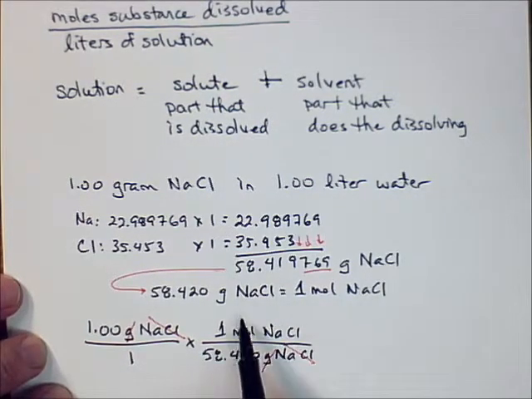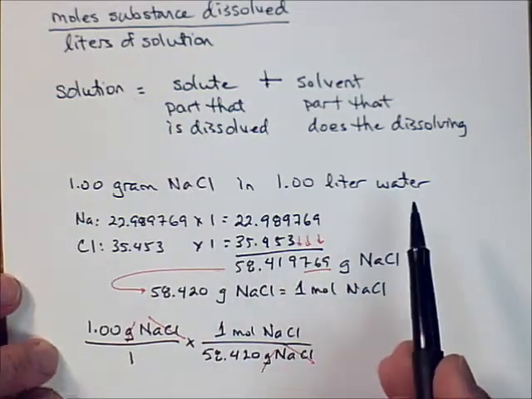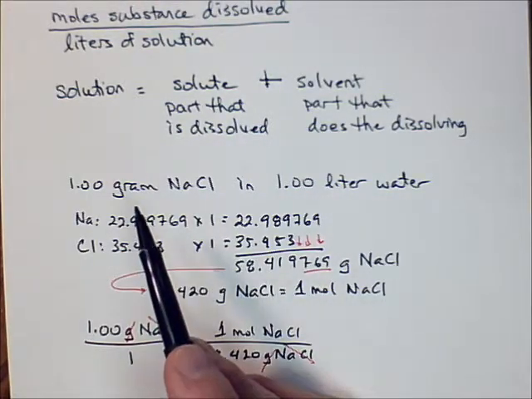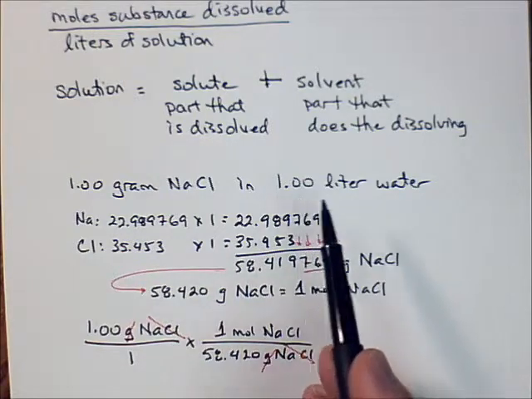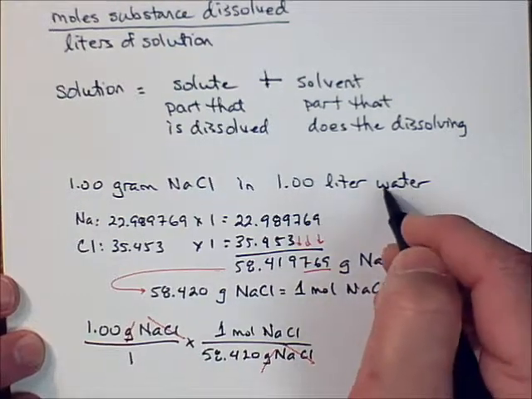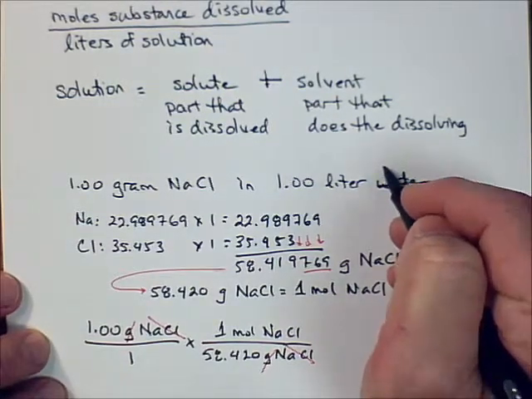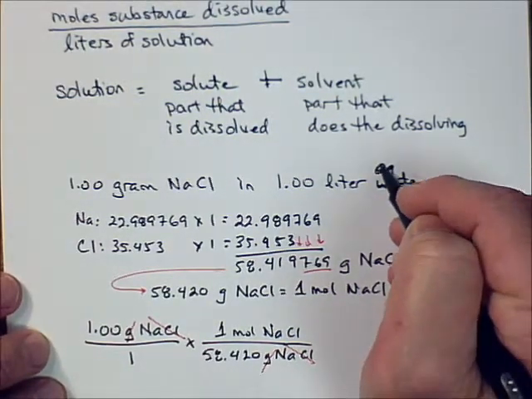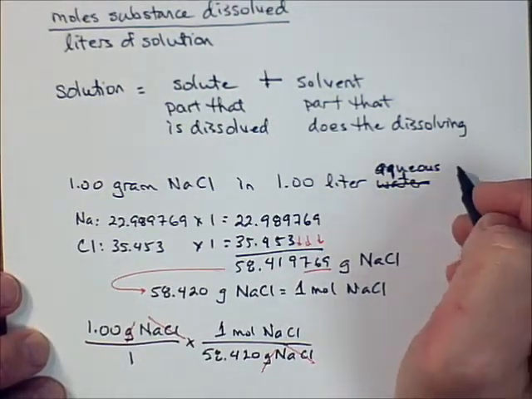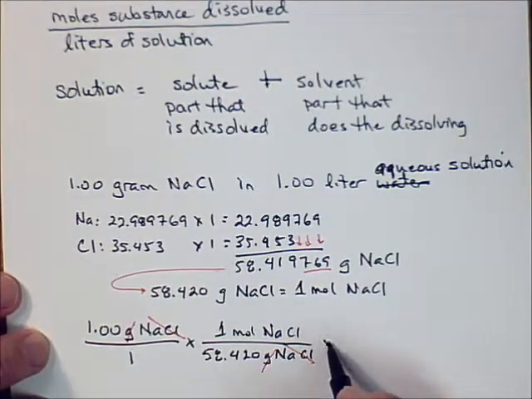And then we simply need to put the moles that we're going to have from this calculation over the liters of solution. We're putting it in 1 liter of water. We really need to know how the 1 gram of sodium chloride changes the volume of the solution here. So let's make an assumption to make our math easier. Let's just assume for this case we have 1 liter of aqueous solution instead of water, okay? Aqueous, which means a water-based solution. So 1 liter of solution.